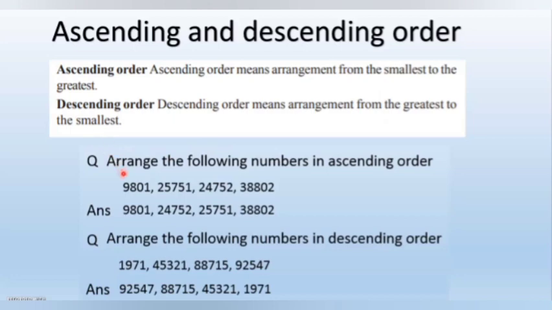Let's see some questions. Arrange the following numbers in ascending order. That is from smaller to greater. See, these are the numbers given to you. You have to compare these numbers in order to write in ascending order. So which one is the smallest number? Just by seeing the set of numbers you can say 9801 is having 4 digits, whereas the other 3 numbers are having 5 digits. So this one is the smallest number.